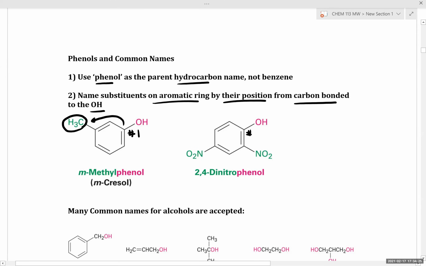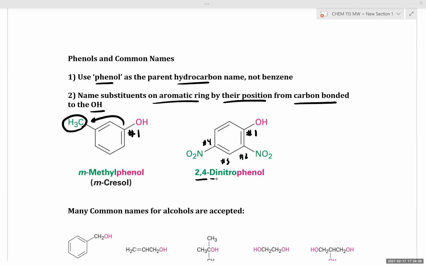Likewise, if we have an example here of dinitrophenol, the carbon attached to the alcohol gets locant number 1. And as a result, numbering our substituents to give the lowest possible locant numbers gives us 2 nitro groups at position 2 and 4. So this would be 2,4-dinitrophenol. Does that idea make sense to everyone?